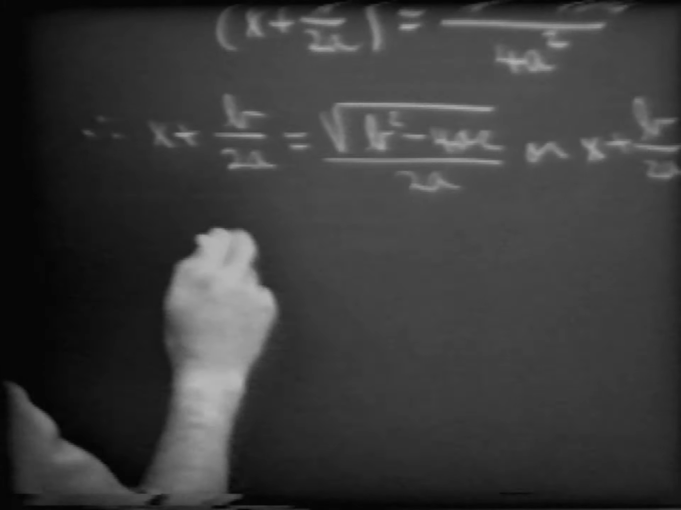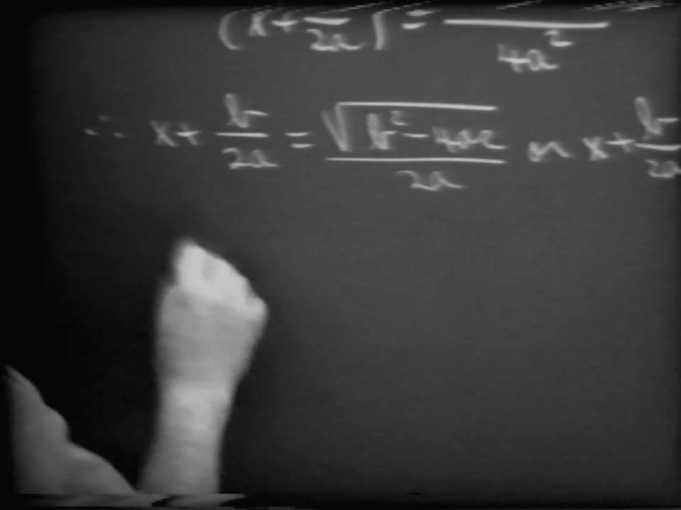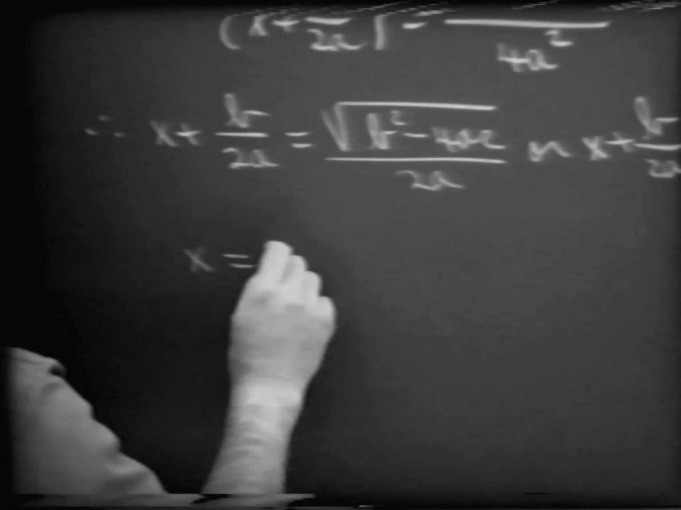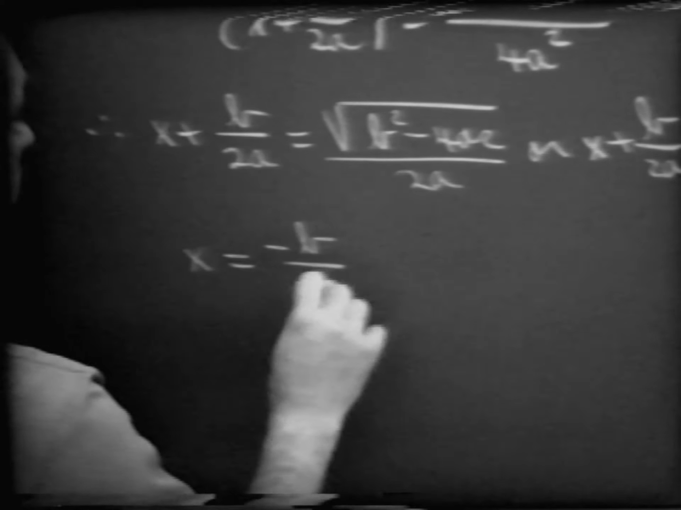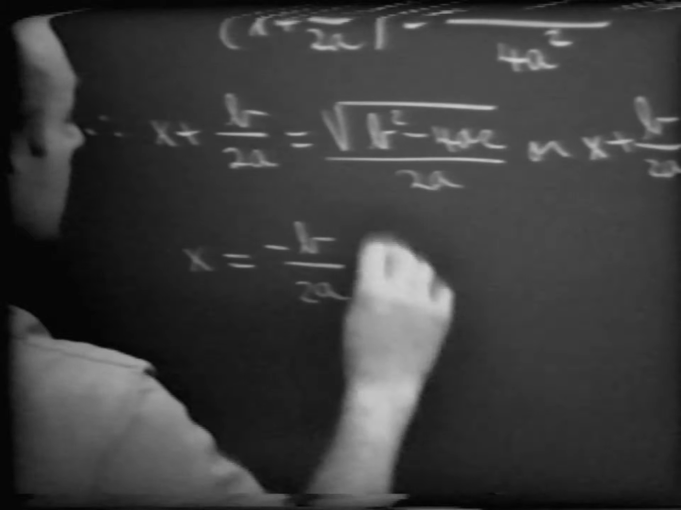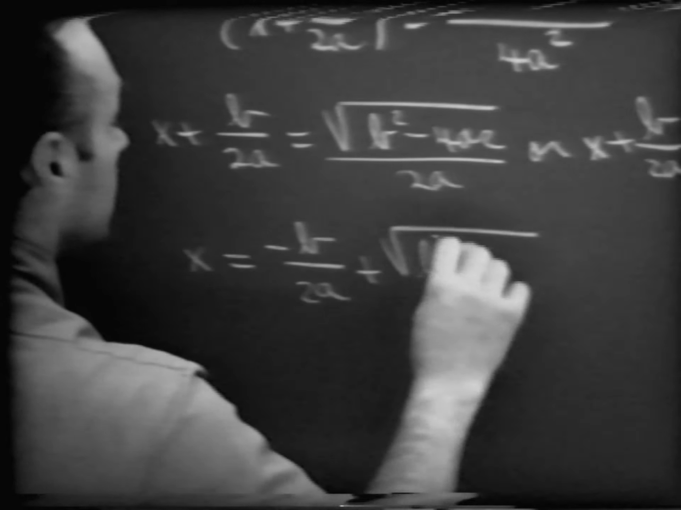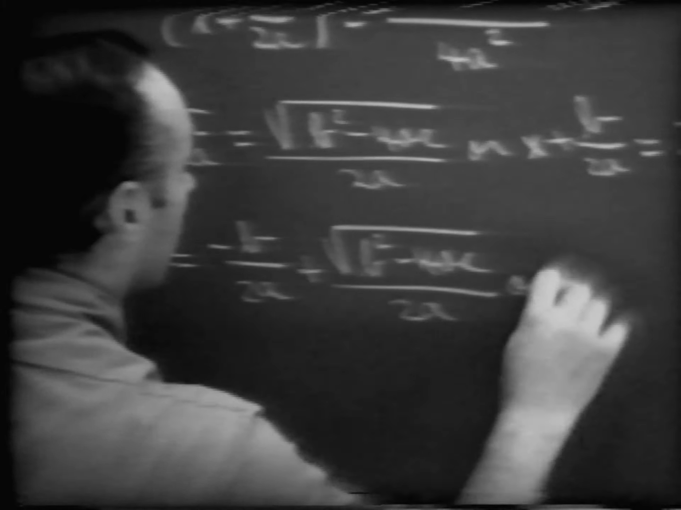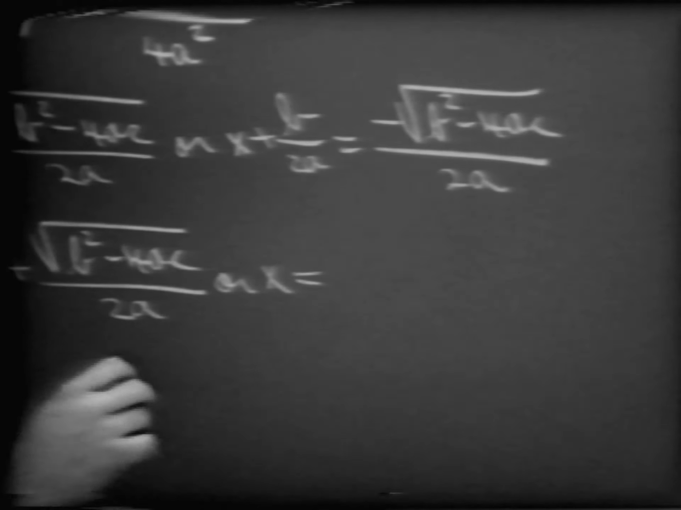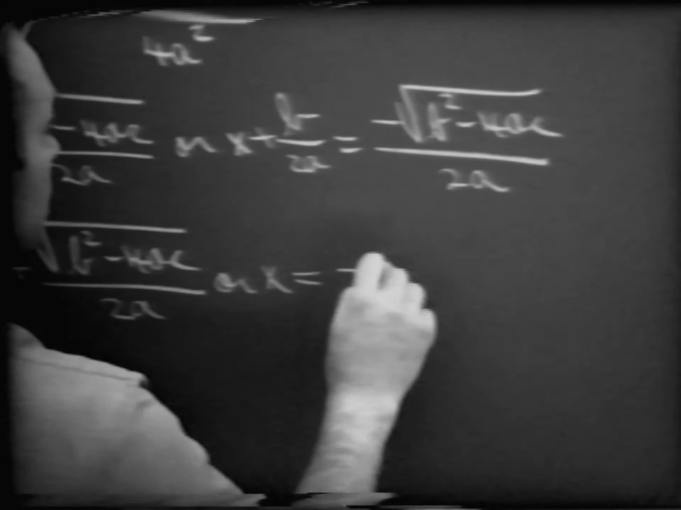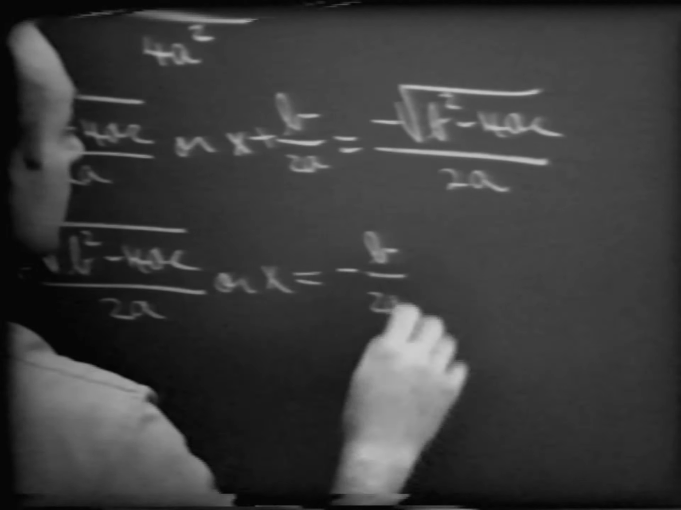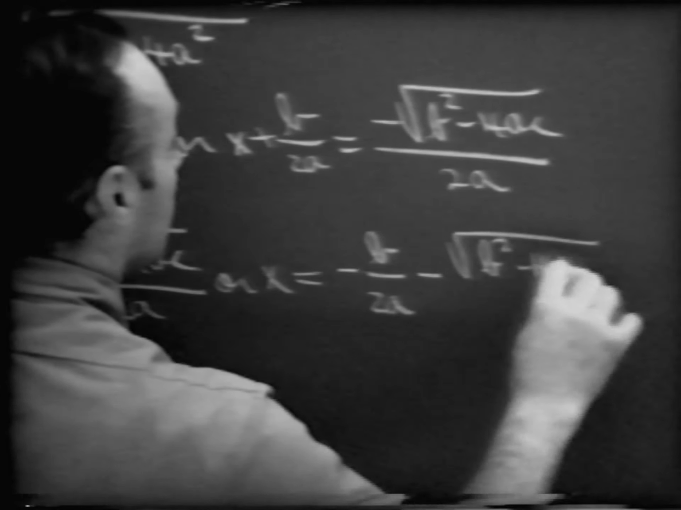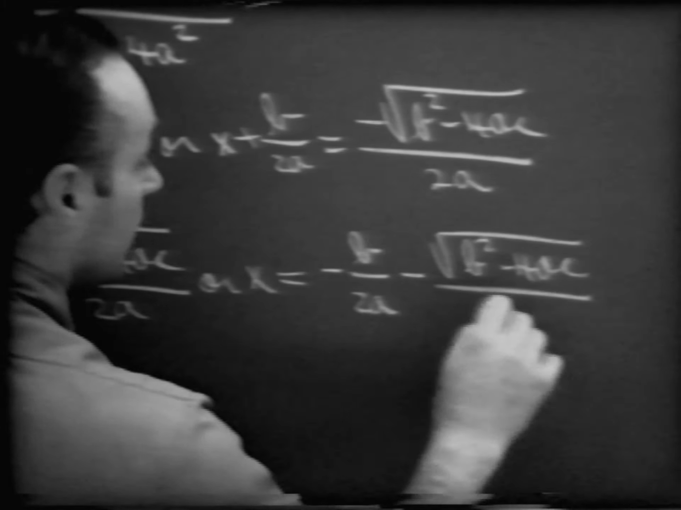Let's then come over here to our general case, and now what then can we do to both sides but to subtract what? B over 2a. Therefore, x is equal to, and let's write this expression first, which is what? Negative b over 2a plus what? The square root of b squared minus 4ac all over 2a, or x is equal to, and what may we write here? The opposite of b over 2a minus the square root of b squared minus 4ac all over 2a.